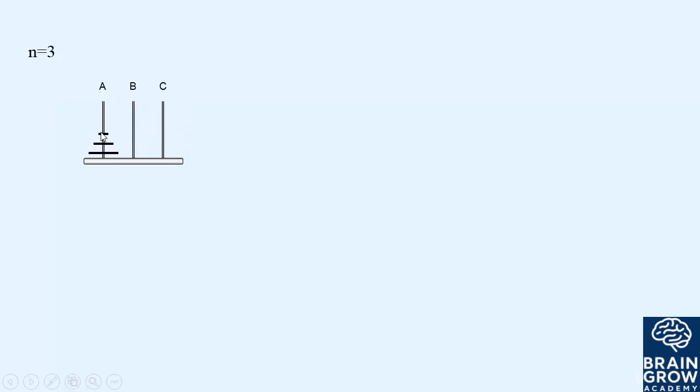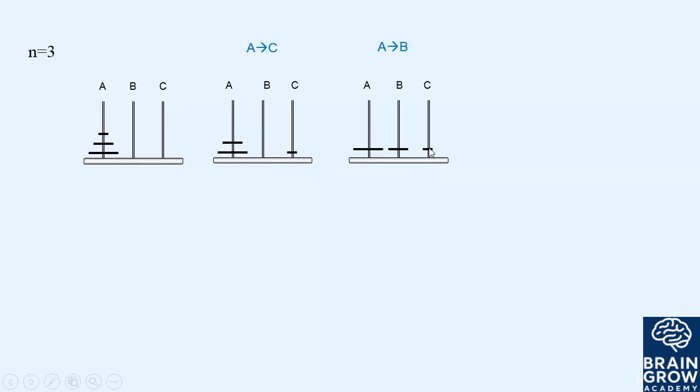So first we'll move this upper disk from A to C. Next we'll move this disk from A to B. Next we'll move this disk from C to B. Now we have placed the two upper disks on pillar B. Now we can move this largest disk from A to C.